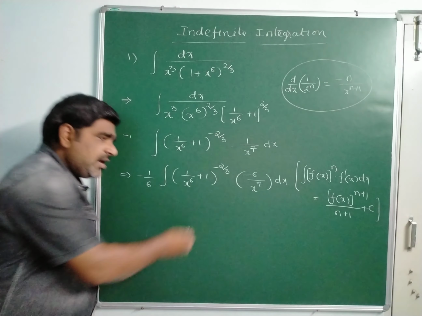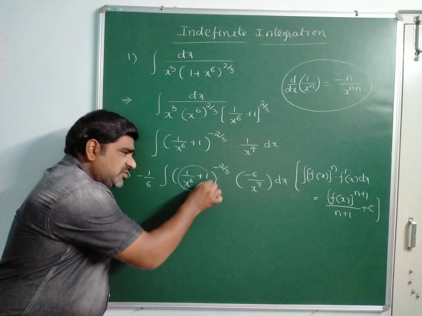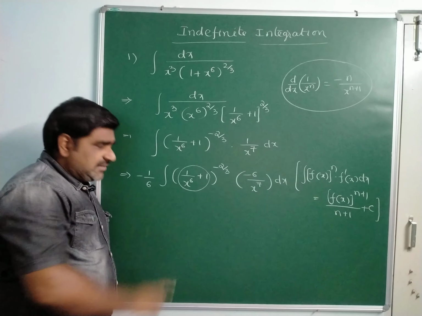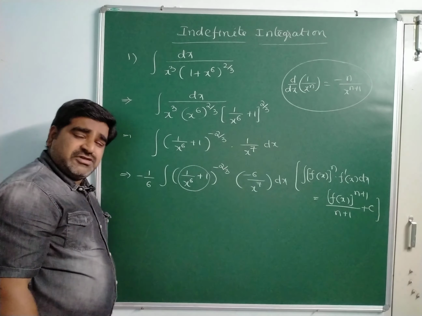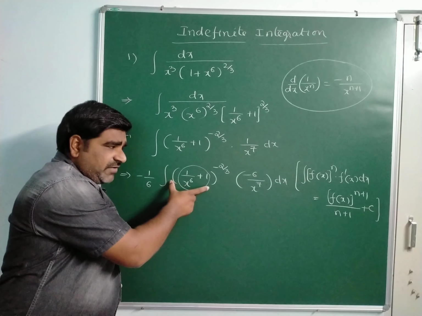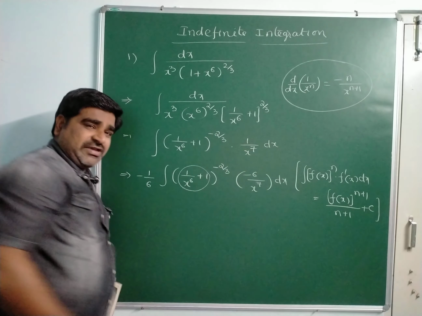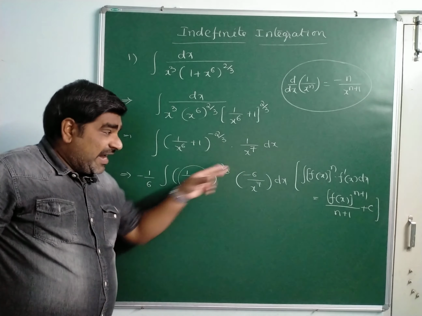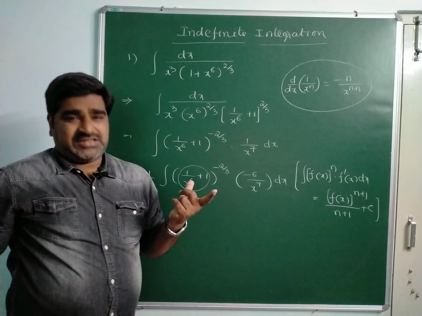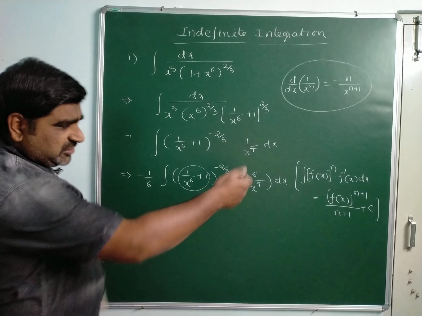Let us assume 1 by x to the power of 6 plus 1 is f of x, and the derivative of 1 by x to the power of 6 plus 1 is minus 6 by x to the power of 7. So clearly it is of the form f of x whole to the power of n into f dash of x dx. So here f of x means 1 by x to the power of 6 plus 1, and here n means minus 2 by 3. So just apply the formula.